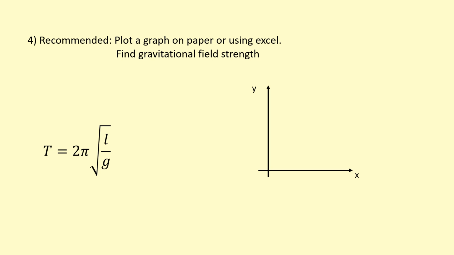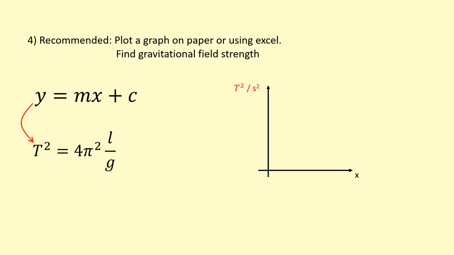So we've got the time period as a function of the length of the pendulum and the gravitational field strength, and we're going to plot a graph. Okay, so if you plot time period against length, it won't be a straight line. So what I recommend is squaring both sides, so it becomes T squared equals 4π² L over g. So the square root is gone now. And then compare it to the equation of a line, y equals mx plus c.